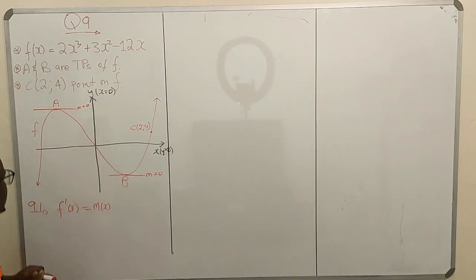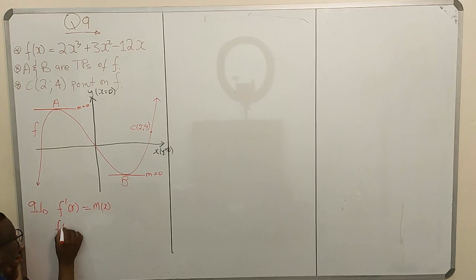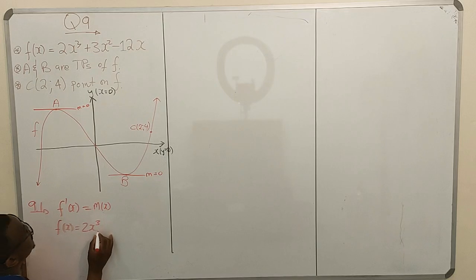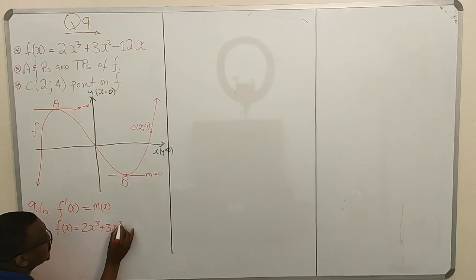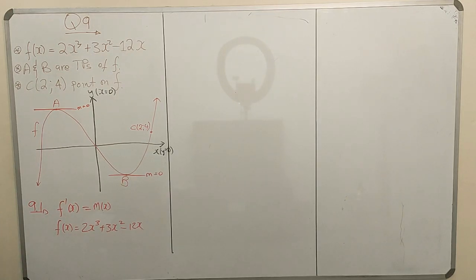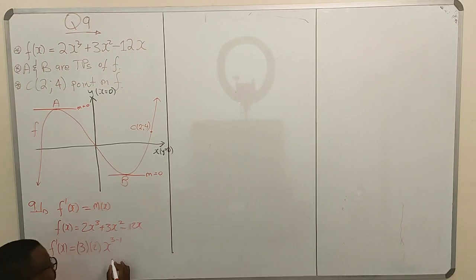So now, we know that f of x is equal to 2x cubed plus 3x squared minus 12x. This is our f of x. So let's find the derivative of this, which is f prime. So f prime of x is equal to, so how do you differentiate? Say 3 times 2, which is that 3 there, x, and then from that 3, you subtract 1.